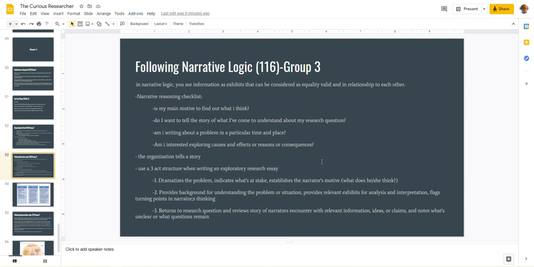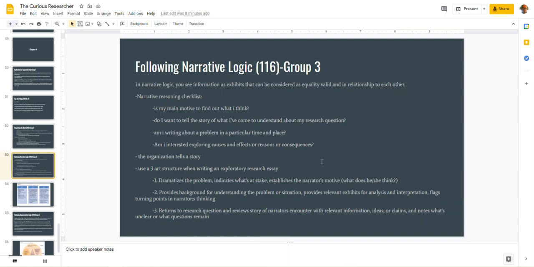Okay, more than likely in a narrative, you're looking at causes and effects, or reasons for something, or the consequences of actions. They always tell a story, so you want to make sure you dramatize the problem, let everybody know what's at stake, and establish the narrator's motive. What do you think? What do you say about this particular topic? And you have to provide background and understanding of the problem or situation.